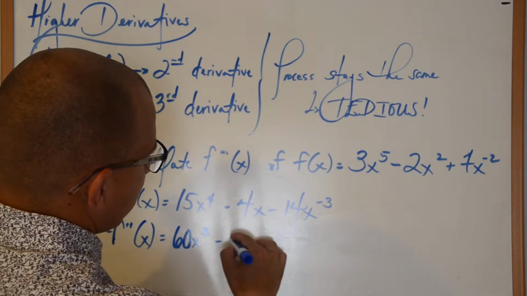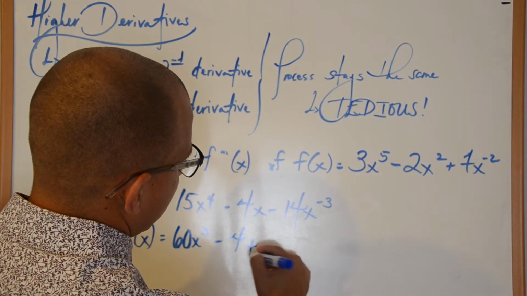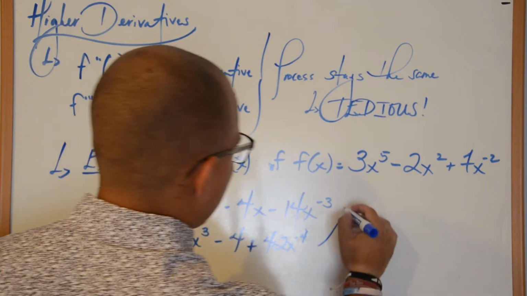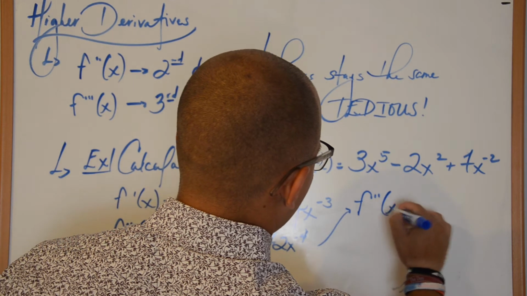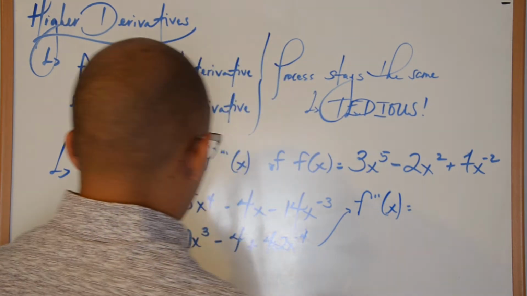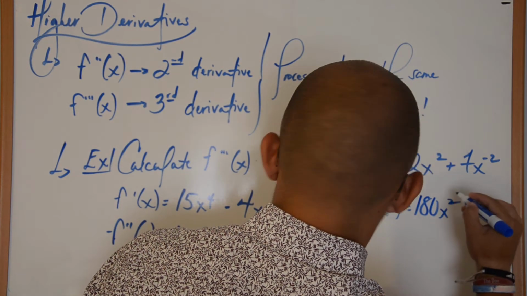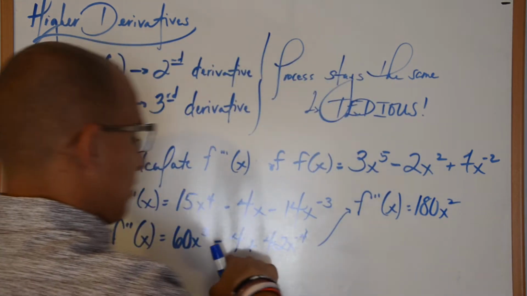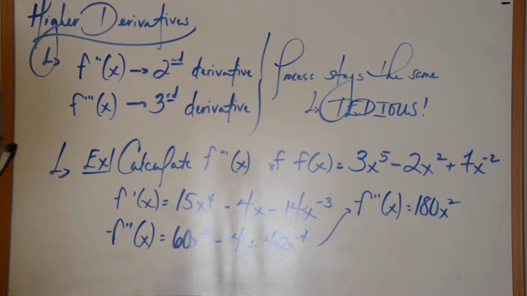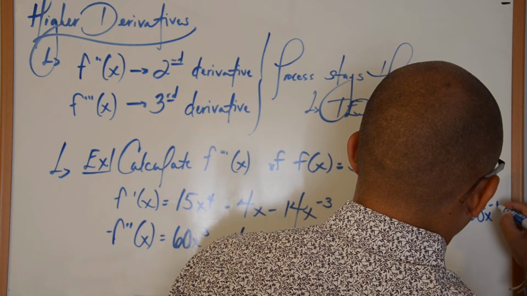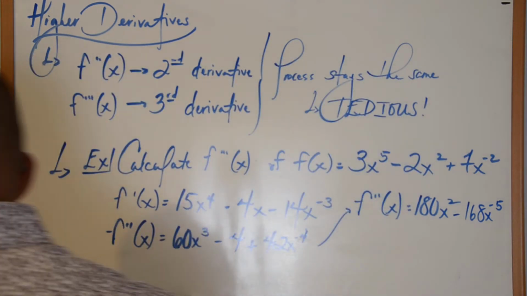60x cubed minus 4 plus 42x to the negative fourth, which leaves us with a third derivative of 180x squared. Since minus 4 is a constant, it disappears. And minus 168x to the negative fifth.